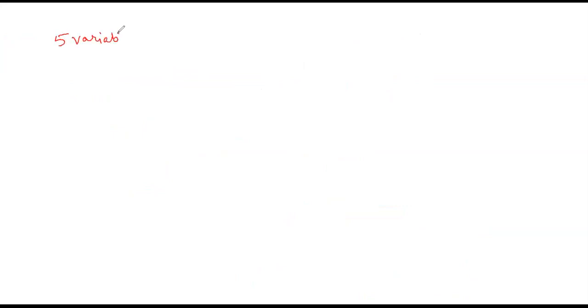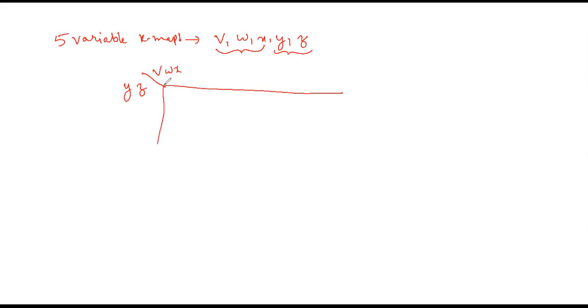Now, a 5 variable K-map, we can draw it like a maze. 5 variable K-map means V, W, X, Y, Z. We have 5 variables. At the corner, we need to divide into two halves. We can't divide into two halves equally, so you can write V, W, X at one side, Y, Z at the other side. V, W, X, so three variables.